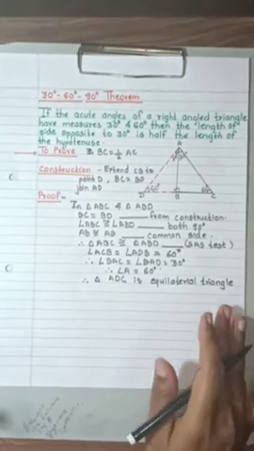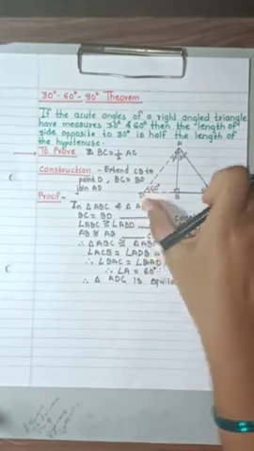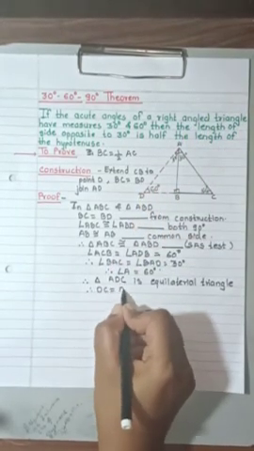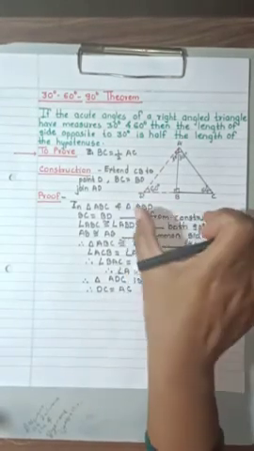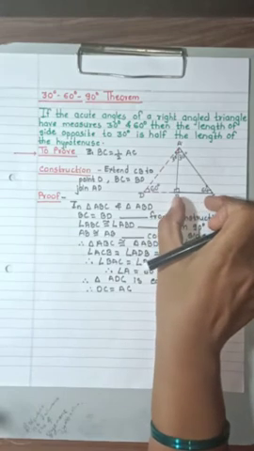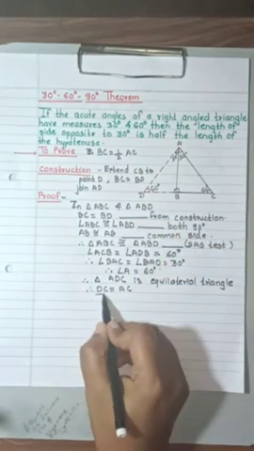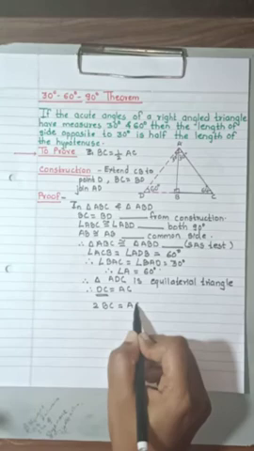Okay, as this is an equilateral triangle, you can say that DC is equal to AC. But what is DC? DC is twice of BC. Okay, 2 times BC, you will get DC. So instead of DC, I'll write down here 2 times BC is equal to AC.